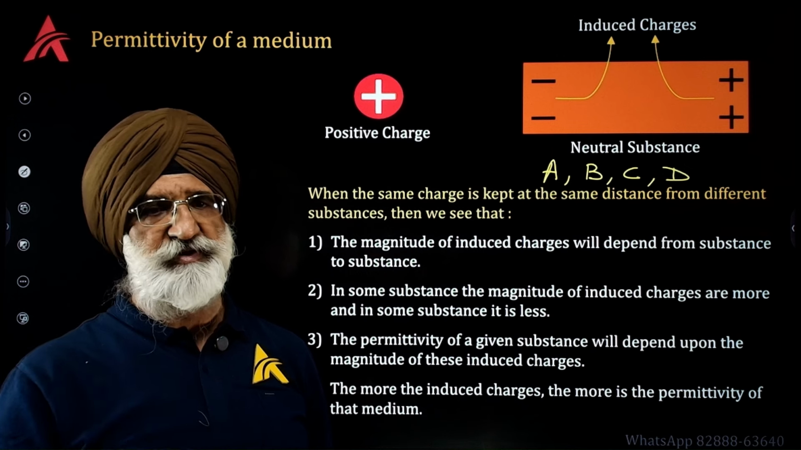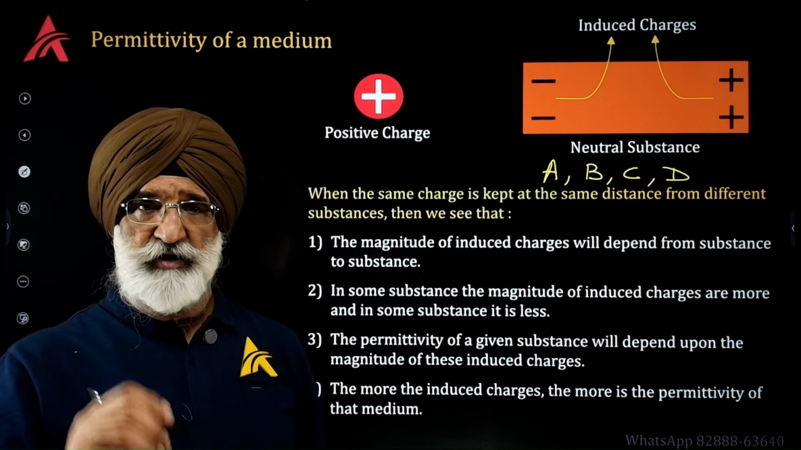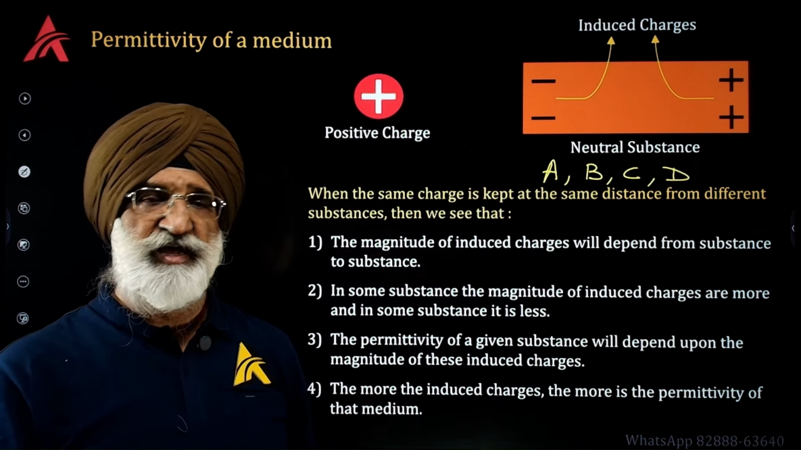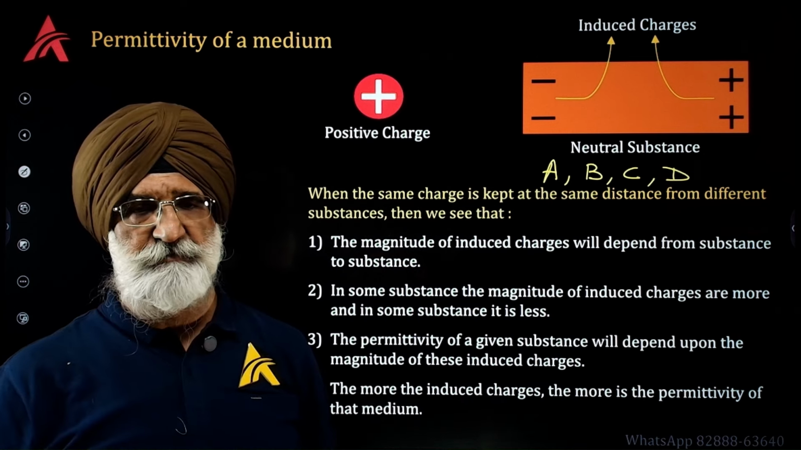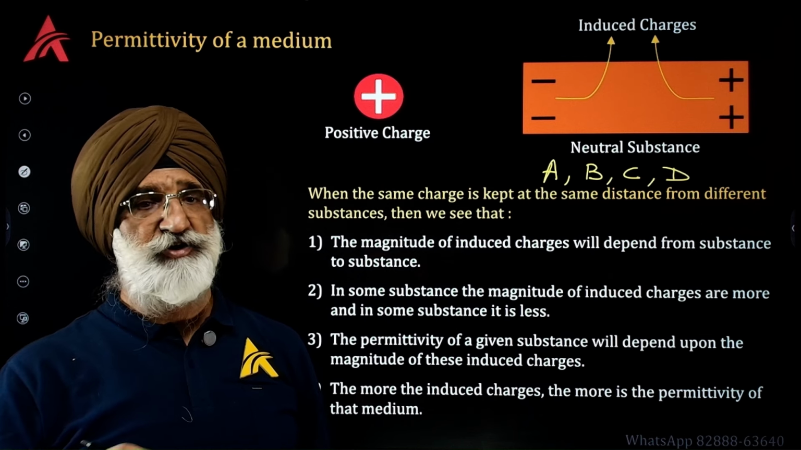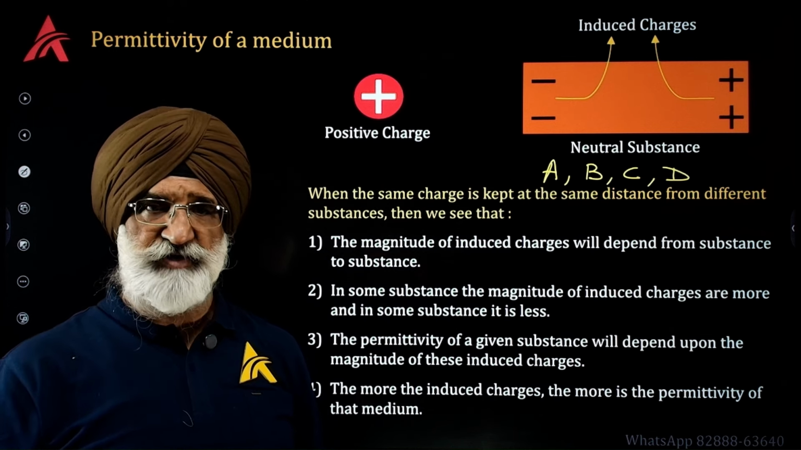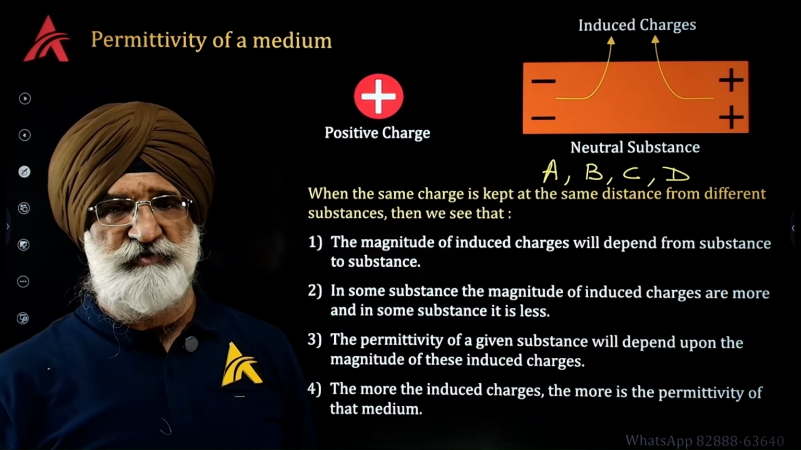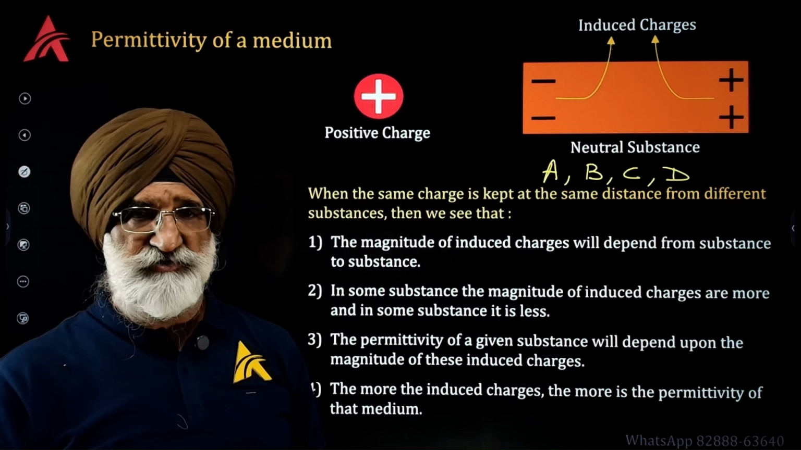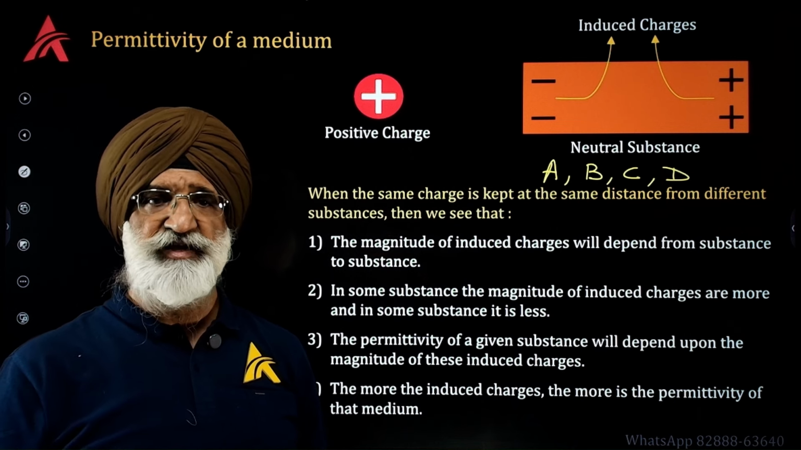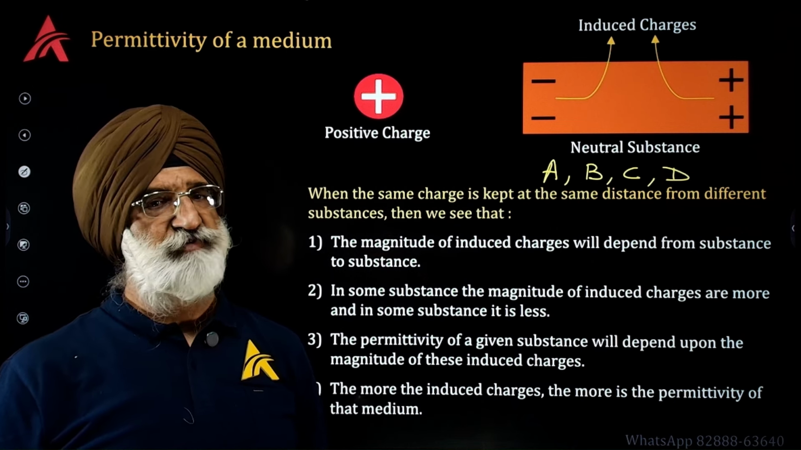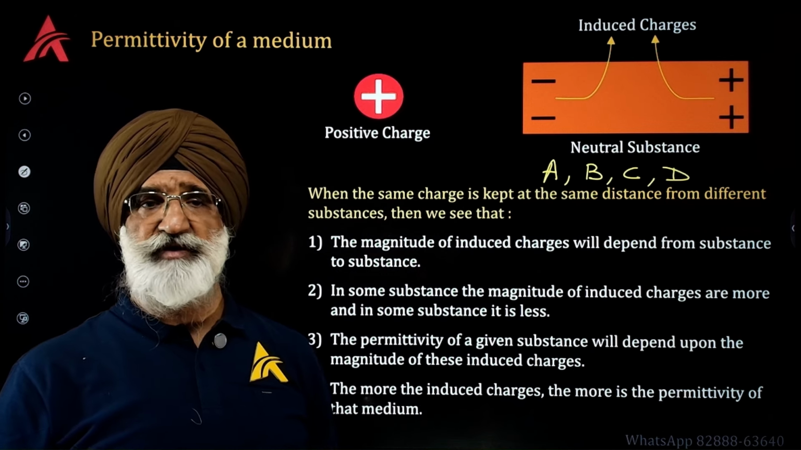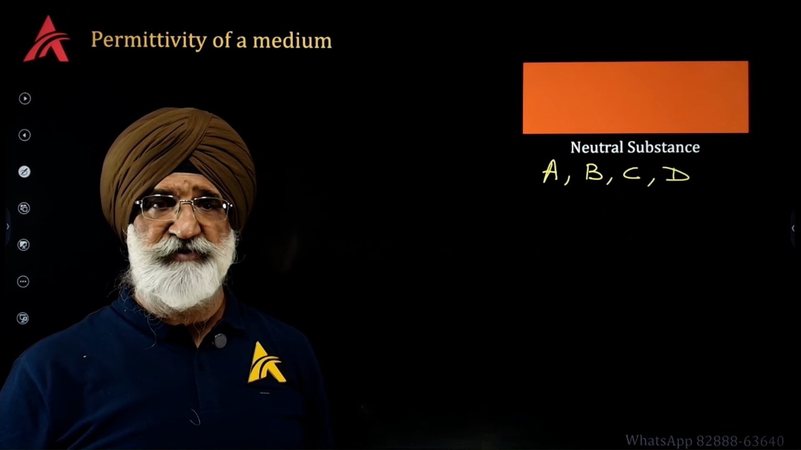Now here comes permittivity. The substances which can induce more charges on the surfaces have more permittivity. The substances which are not able to induce enough charges on the surfaces have less permittivity. The more the induced charges, the more the permittivity; the less the induced charges, the less the permittivity. Now we can take up first of all what will be the permittivity of free space.